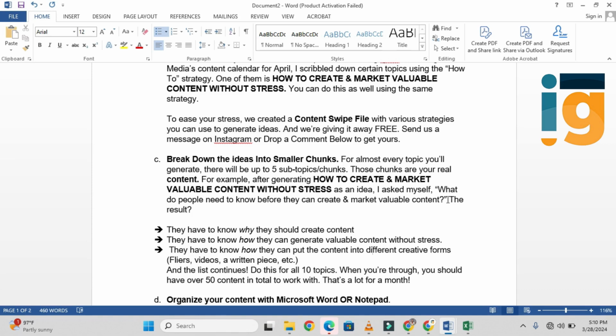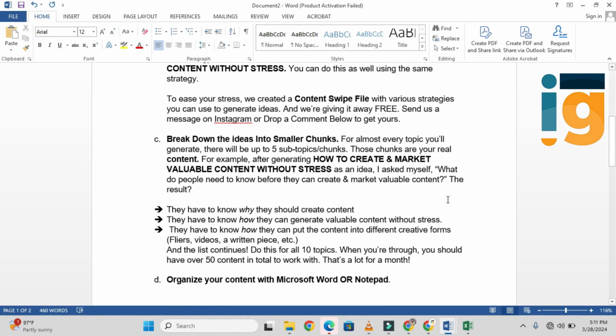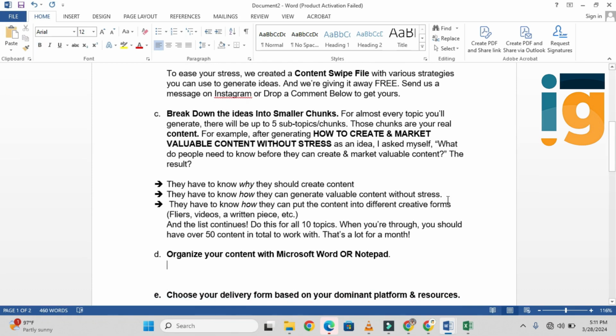After that, they have to also know how they can put the content into different creative forms. So you can see that inside that particular idea we have generated up to 3, and I tell you, this is just part of it. The list still continues. If you do this for 10 topics, I am quite sure you're going to have 50 content to work with. Just 10 topics, you're going to have at least 50 content. With this, you should not run out of ideas. So that's a whole lot for a month.